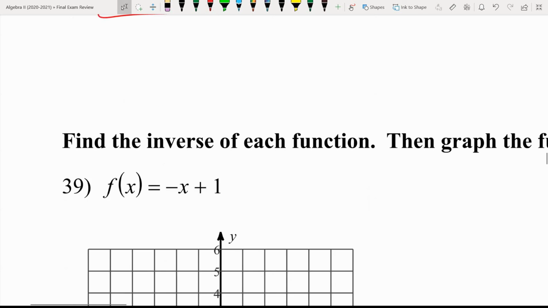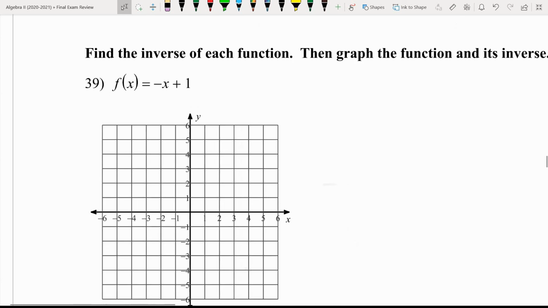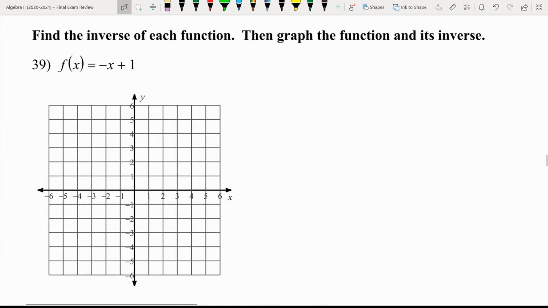All right, let's try some other things here. Getting into inverses: find the inverse of each function, then graph the function and its inverse. I'm probably not going to have you do the graphing part, but we'll still take a look at them. On the exam, probably won't have you do that. So find the inverse. Remember, the trick for that is to first rewrite this as y equals negative x plus 1.